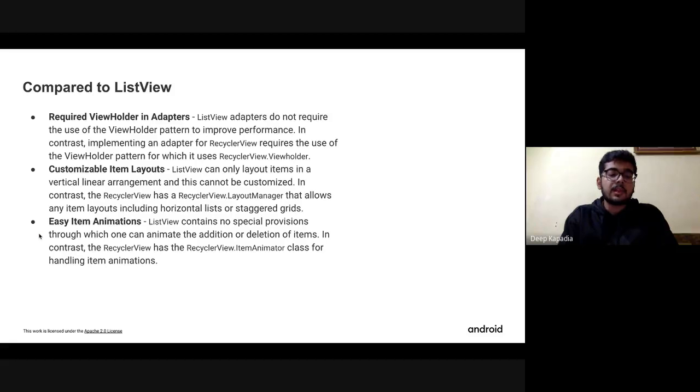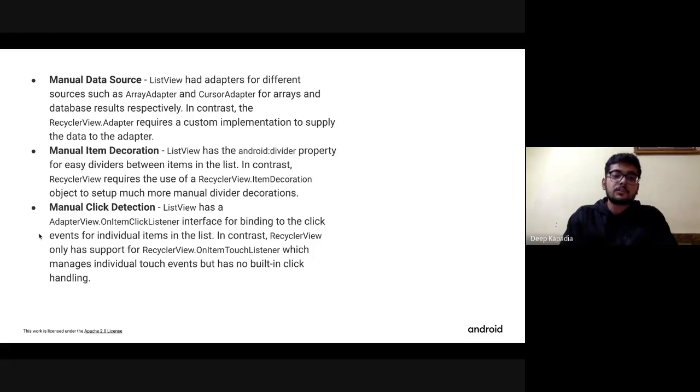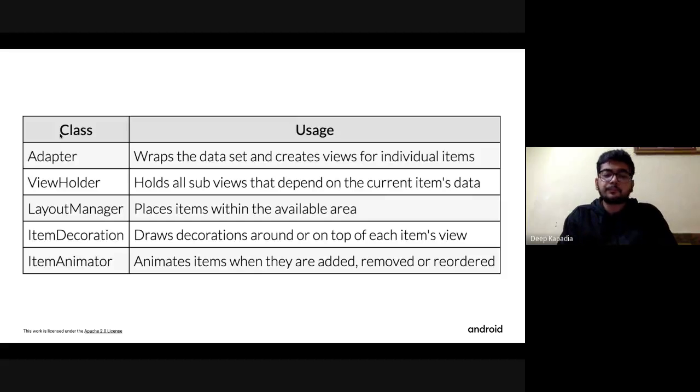There are many animations available in the RecyclerView framework. Then manual data source, and manual item decoration. We are going to implement item decoration in our app too. Manual click detection: in ListView there is only one click detection, but in RecyclerView there are two types of click listeners. So it's better. In RecyclerView there are 5 kinds of classes that we need to implement or can implement.